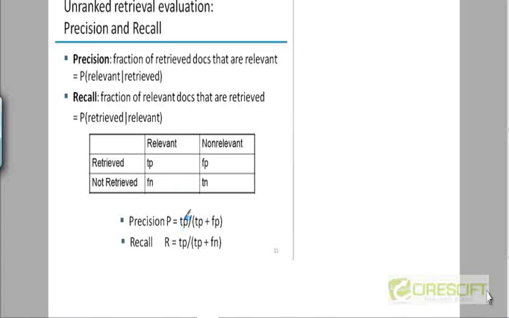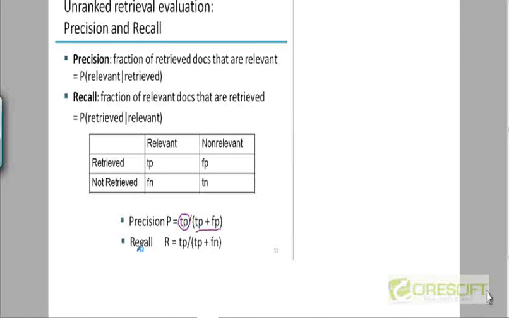So the precision can be expressed by this formula. It's the number of documents that are retrieved and relevant, that means the number of true positives, divided by the number of true positives plus the number of false positives. Basically, the sum of these two is the number of documents that are retrieved. So among all the documents that are retrieved, what fraction are relevant?